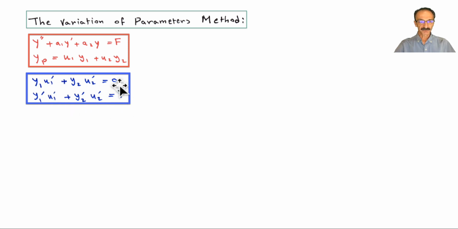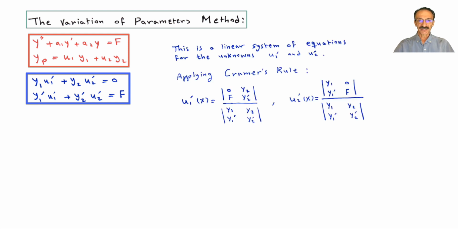This is kind of like a system together. As you can see, I've grouped them with a different color. It's like two equations with two variables. y1 is known, y1 prime is known, y2 is known, y2 prime is known. u1 prime and u2 prime are not known. You could solve different ways, but the best way to save you some steps in algebra, we go back to Cramer's rule. This is a linear system of equations for the unknowns u1 prime and u2 prime.